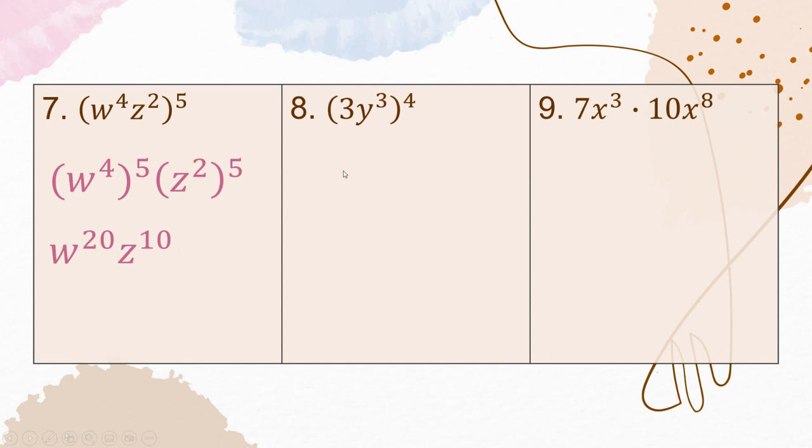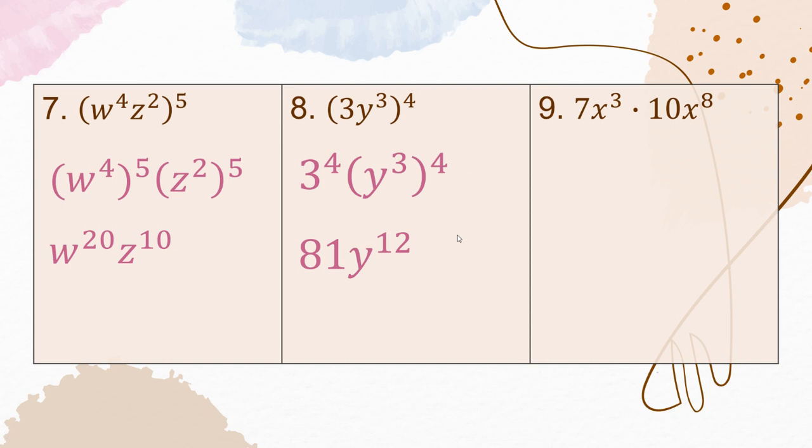Number 8, same kind of thing. I have a product that I'm raising to a power. I have to raise each part of this product to this power of 4. So 3 to the 4th times y to the 3rd, all raised to the 4th power. Well, 3 to the 4th we can put in our calculator and we get 81. Of course, y to the 3rd to the 4th power, power to a power, I multiply. 3 times 4 is 12. 81y to the 12th is my answer for number 8.